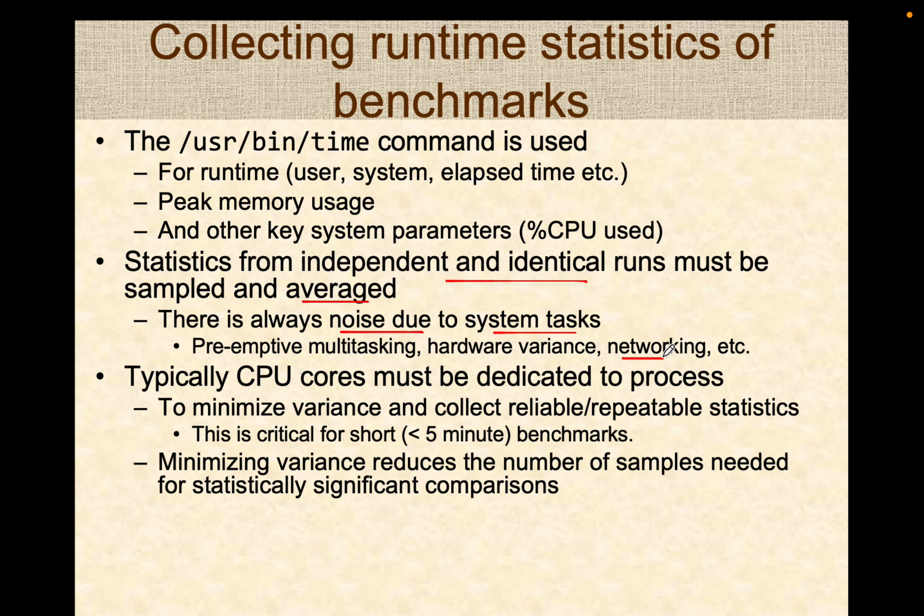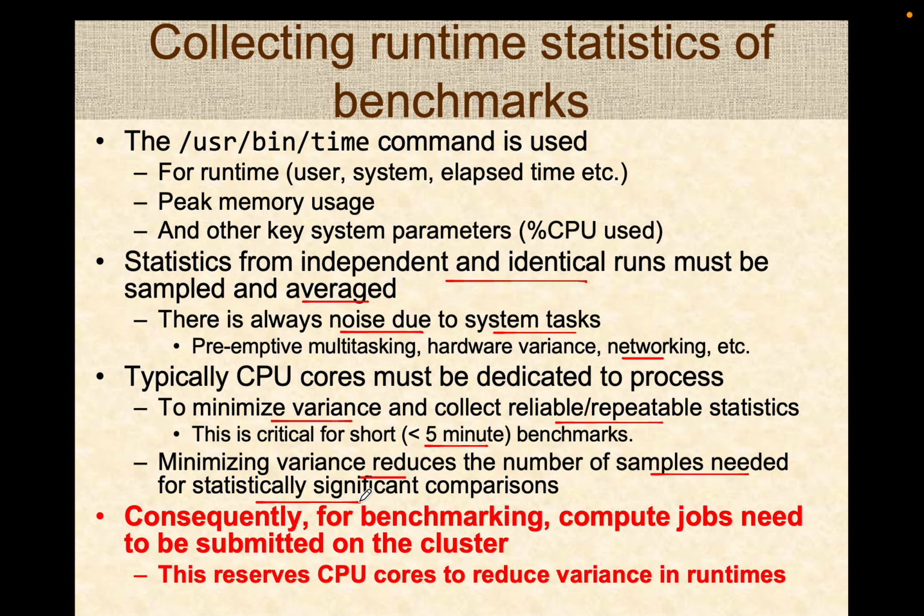Typically, when we do this, we should try and dedicate CPU cores to the process that we are benchmarking, and this is to minimize variance so that we can collect statistically reliable and repeatable data. And this is important for short benchmarks or microbenchmarks in particular. Keep in mind, when we reduce this variance, what we are really trying to do is reduce the number of samples that are needed for statistically significant comparisons. And to reduce this variance and reduce the noise, for benchmarking, we'll use compute jobs so that we reserve CPU cores for the process to reduce the variance in runtimes.